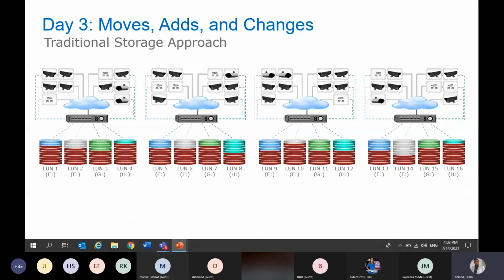What about another case? What if I add more cameras? If I add more cameras, this volume cannot accommodate them. Why? Because from the beginning, the design is that this volume is dedicated for a certain number of cameras. And if you increase the cameras, the volume cannot accommodate it.